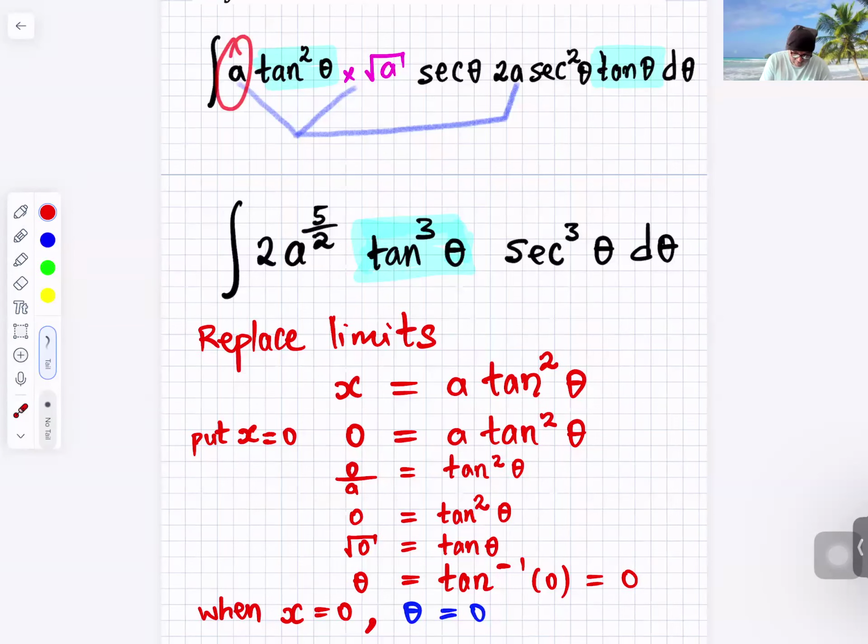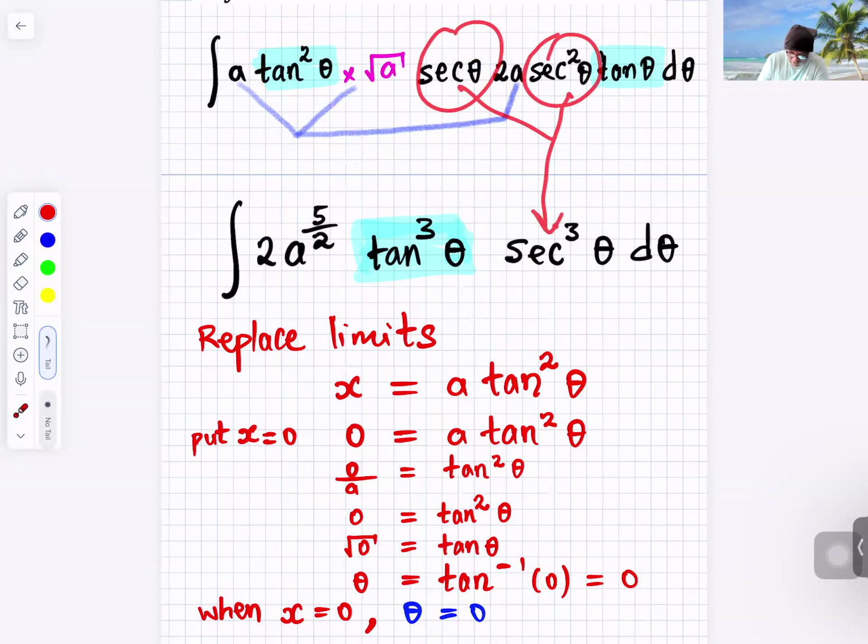Collect the like terms. a times square root of a times a. So there will be 2a and a to the half. So if we add it all, we would have a to the 5 over 2. So there's 2, and then a to the 5 over 2. A to the 1 plus a to the 1 plus a to the half. You add those 3, you get 2.5, which is 5 over 2. Tan squared times tan gives you tan cubed. Sec theta times sec squared theta gives you sec cubed theta.